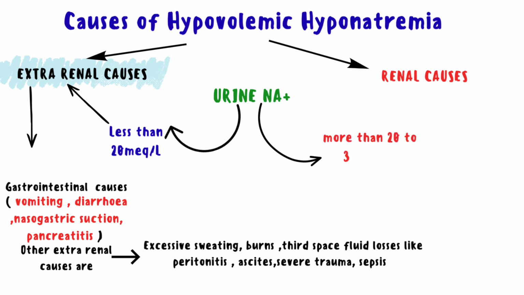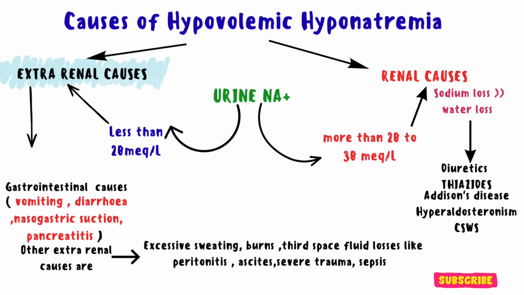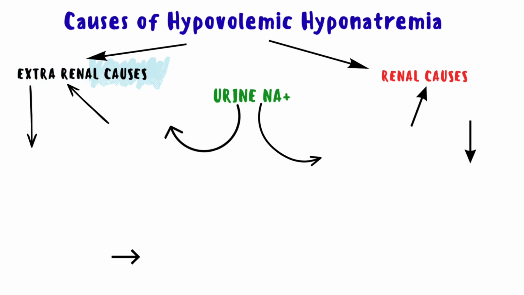And if it is more than 20 to 30 milliequivalents per liter, it is considered a renal cause. Here, the kidney loses too much sodium and water, with sodium loss predominating. The most common renal cause of hypovolemic hyponatremia is the use of diuretics, especially thiazides. Other causes are Addison disease, hyperaldosteronism, cerebral salt-wasting syndrome, etc.